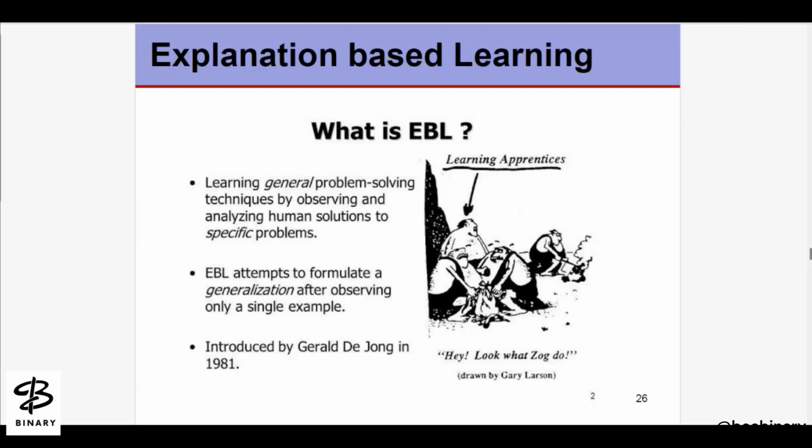Another type of learning we are talking about is explanation-based learning. How will you define explanation-based learning? It is a machine learning approach where an AI system learns by analyzing specific examples and connecting them to previously acquired knowledge, essentially learning through explanation.